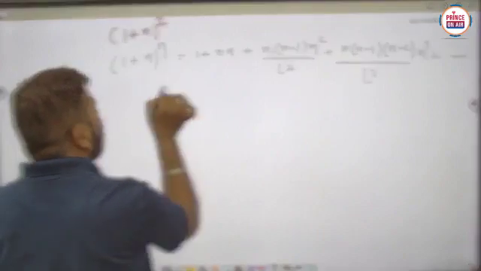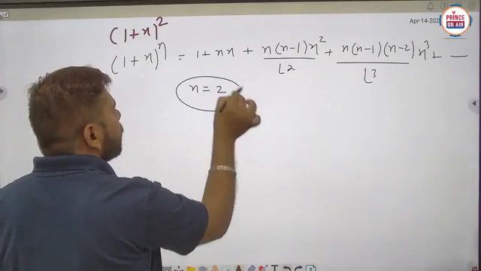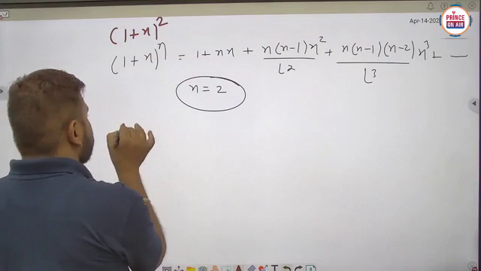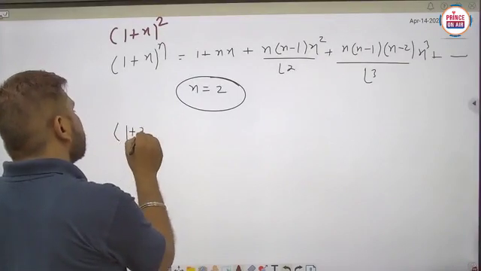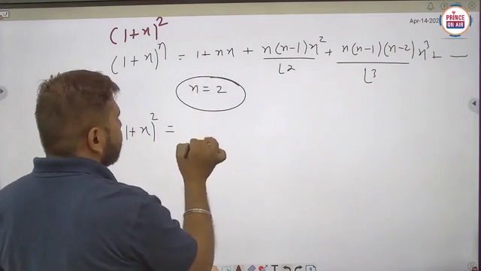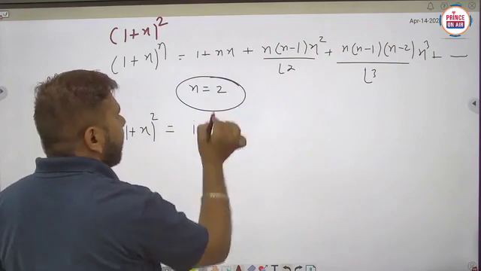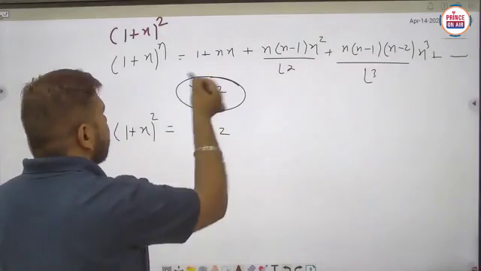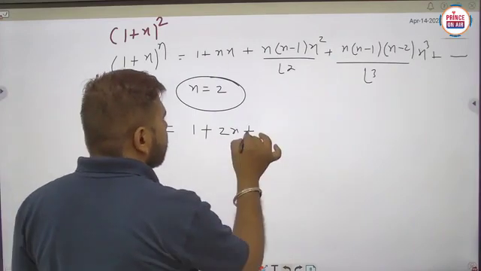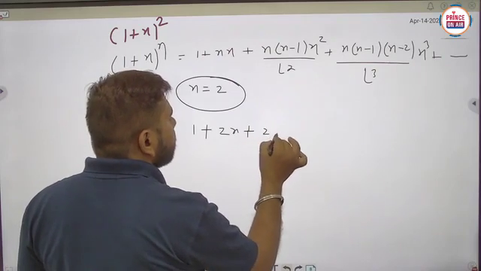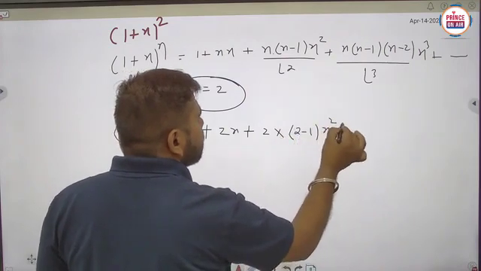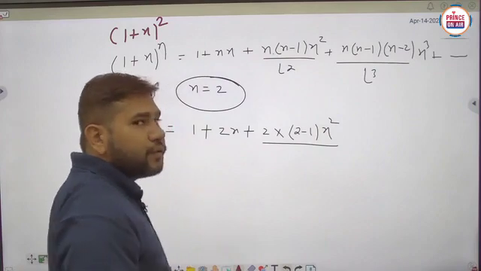What is the value of n here? It is clear that n is equal to 2. What is the value of n? n is equal to 2. So now use this. (1 + x) whole square is equal to, now understand very carefully, 1 plus n times x, which is 2x, plus n into (n minus 1), meaning 2 minus 1, x square upon factorial 2.